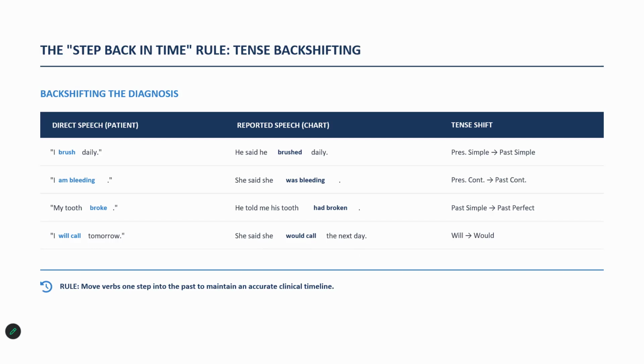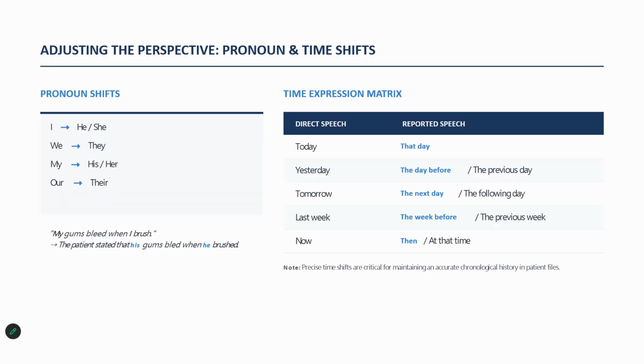Notice that you also make changes with the pronouns and with the time expressions. I, we, my, our, those are going to shift to the he or she, or they, or his or her, or their. For example, my gums bleed when I brush, doctor. The patient stated that his gums bled when he brushed. Notice my time change. Notice my pronoun change. Also, try to pay attention to the different time expressions in your sentences. Those will undergo change as well.